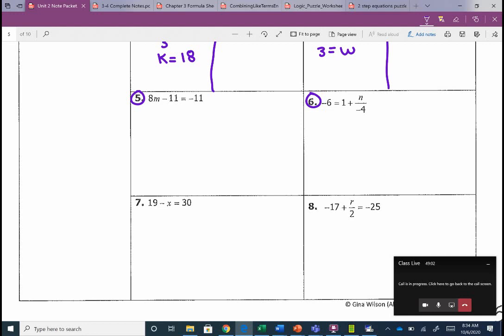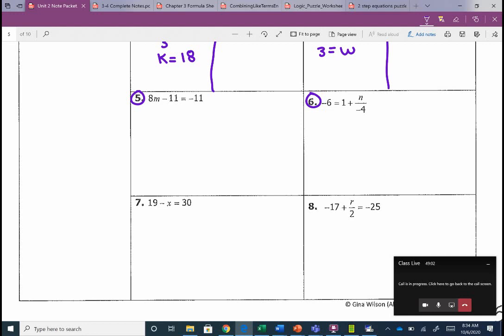Okay, so let's try out number 5. Figure out where our variable is. I see an M over on the left side. I want to clear everything else from that side. Some of us are trying to move stuff from the right side. I need to clear out everything on the same side as that M. That's my goal. Keep M where it is. Get everything else out of there.